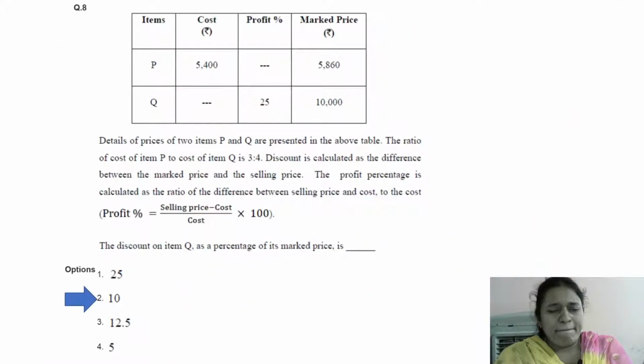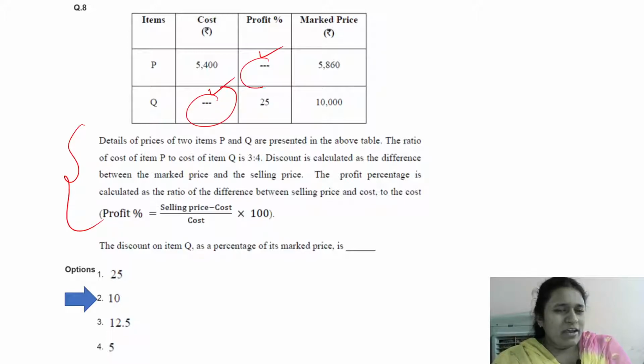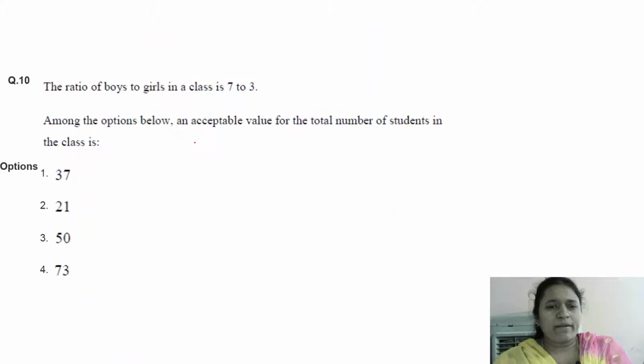Okay. I hope you understand this. First, we have to see whatever data is given. Next, we have to fill in the data. Then only will we be able to find the solution to the given question, right? If we don't know the cost price of item Q, we cannot find the selling price. If we don't know the selling price, we cannot find the discount. That's how, by using the given data, we have to fill the table and find the solution.